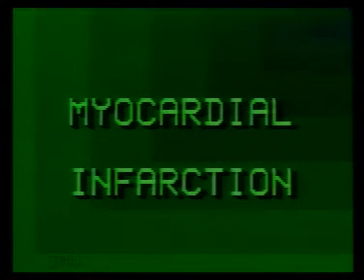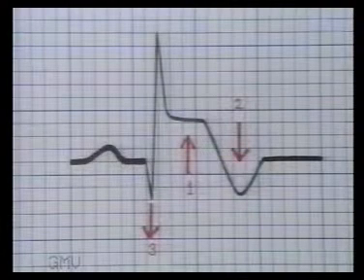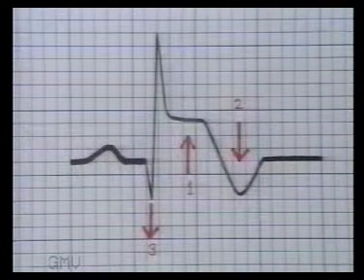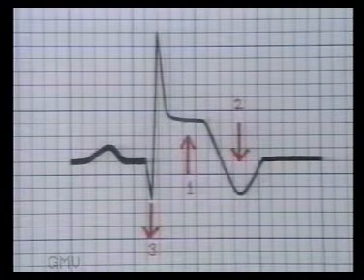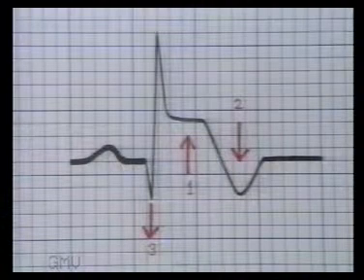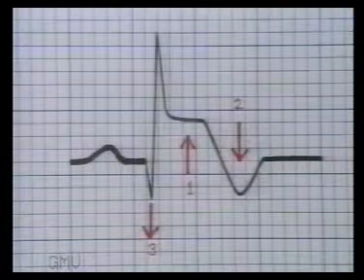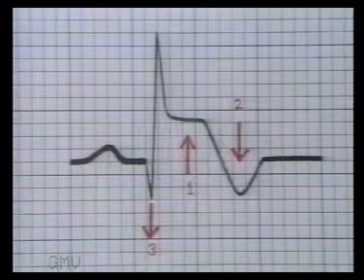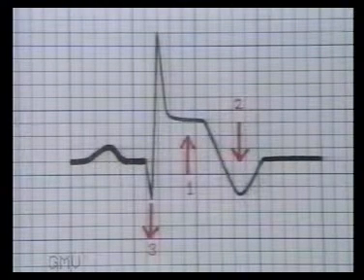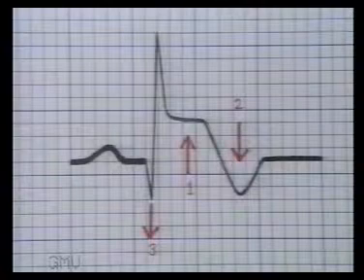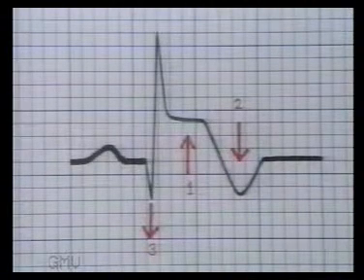Myocardial infarction. Myocardial infarction produces three basic changes in the leads facing the infarcted wall. Number 1, elevation of the ST segment indicating zone of injury. Number 2, inversion of the T wave indicating the effect of surrounding ischemic zone. And number 3, a deep and wide Q wave indicating the zone of infarct or dead muscle. These are the three cardinal signs on ECG in acute myocardial infarction.